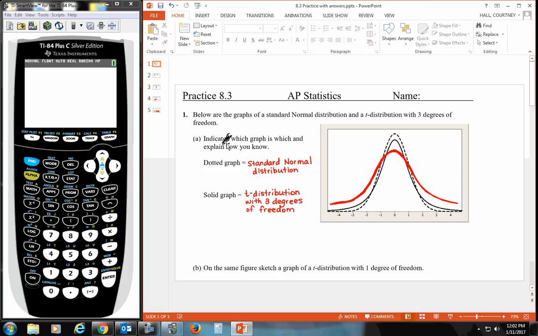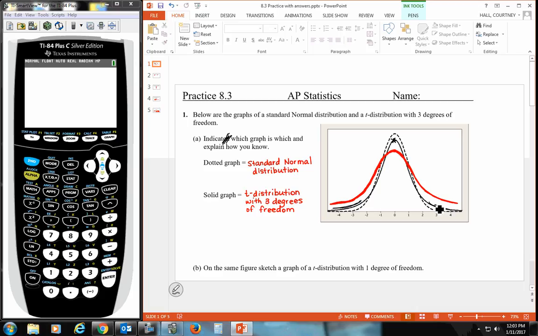The dotted graph would be the standard normal distribution. The solid graph would be the t-distribution with 3 degrees of freedom. Your normal distribution is going to level out closer to the x-axis, or the horizontal axis, and it's going to have a higher peak than your t-distribution. You'll see that the dotted graph does level off closer to the horizontal axis, and it has the highest peak in the middle. The t-distribution with 3 degrees would be the solid line because the peak is lower. You have a lower peak right here, and then the tails are actually higher than the normal distribution.